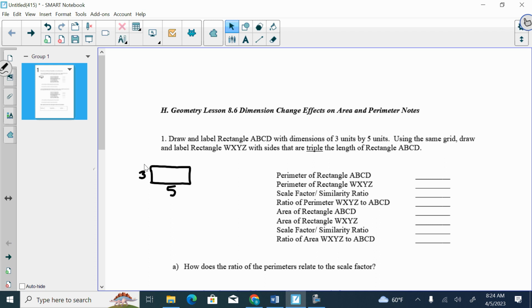All right, and then it says that on the same grid, you're going to draw another rectangle, WXYZ, with sides that are triple that length. Well, what is triple 3? 9. And what's triple 5? So we're going to draw another rectangle with a height of 9, or a width of 9, and a length of 15.